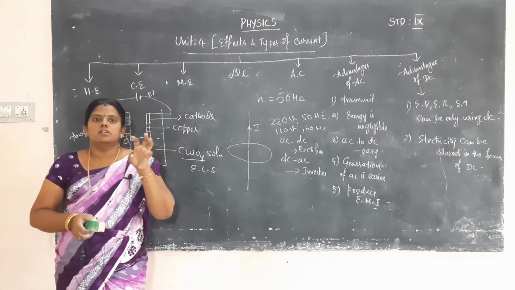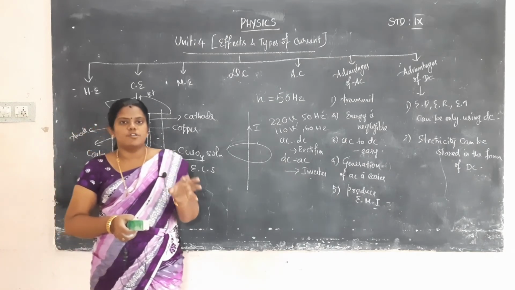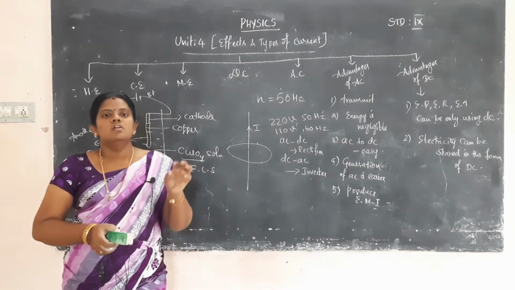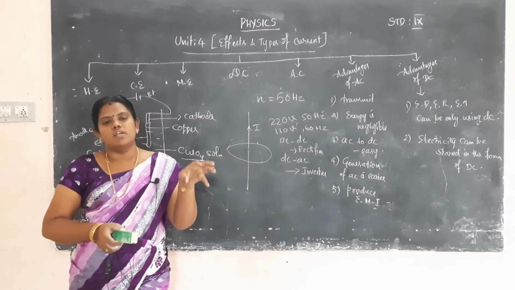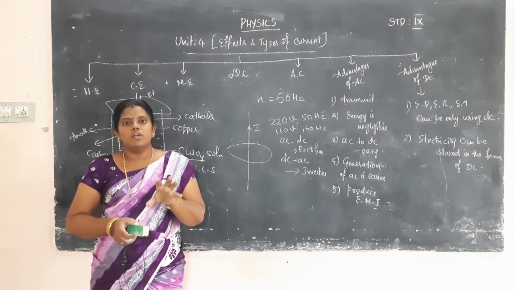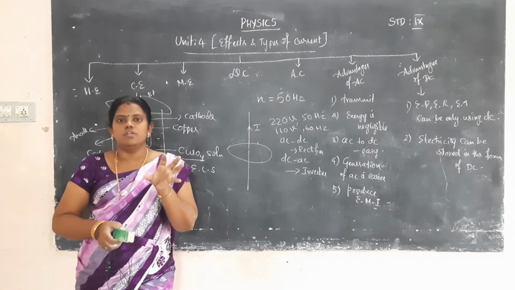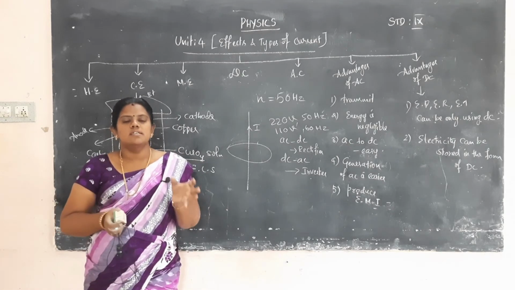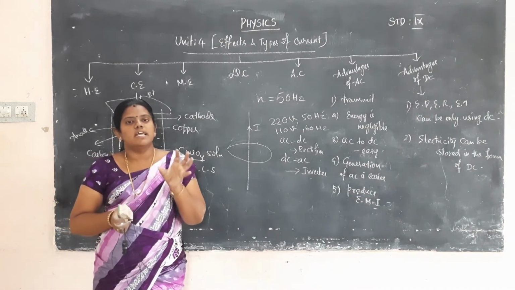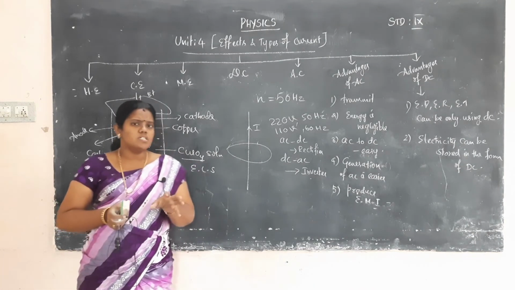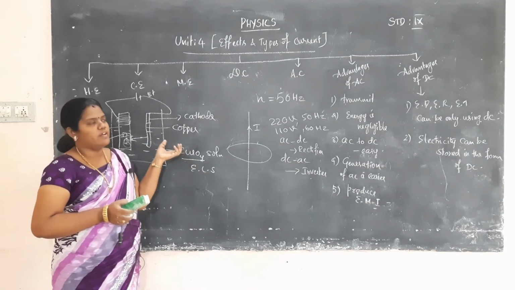Anode: the rod connected to the positive terminal of the battery is called the anode. The rod connected to the negative terminal of the battery is called the cathode. Two electrodes and an electrolytic solution are used in this process, and that phenomenon is called electrolysis. That effect is called the chemical effect of current.